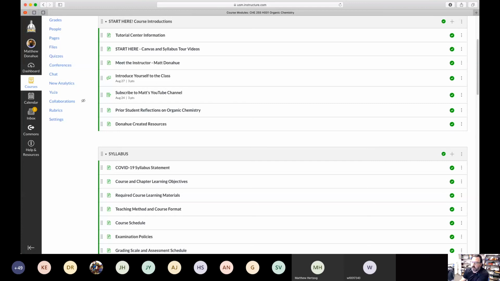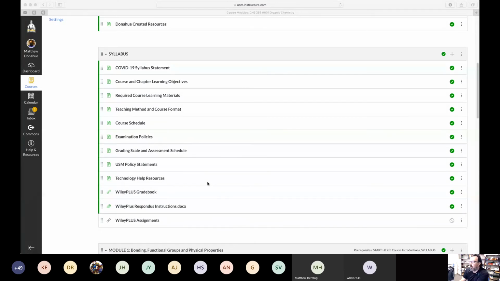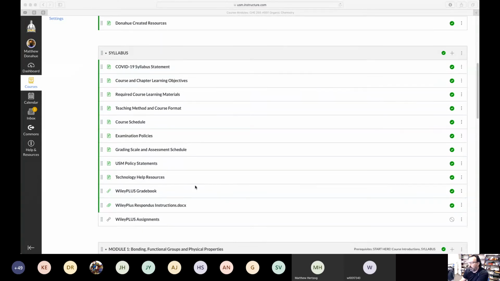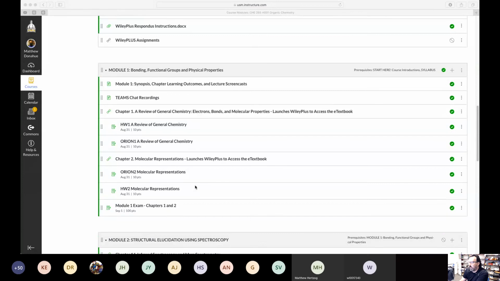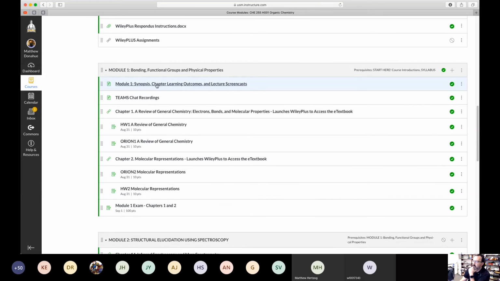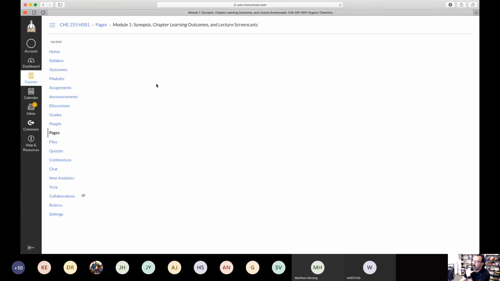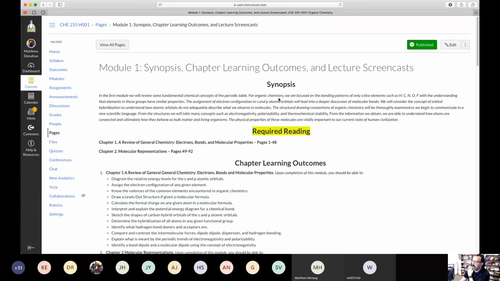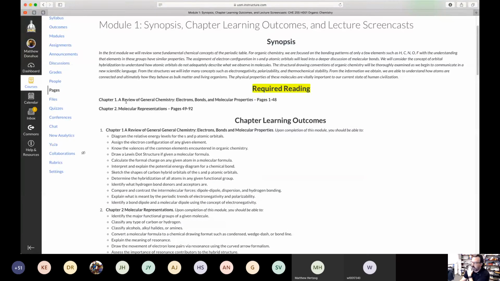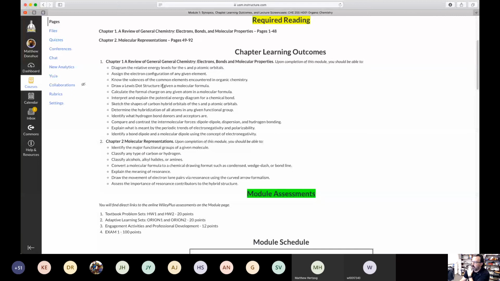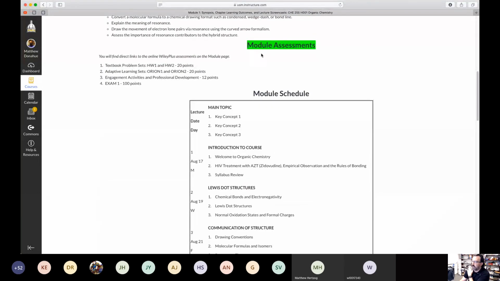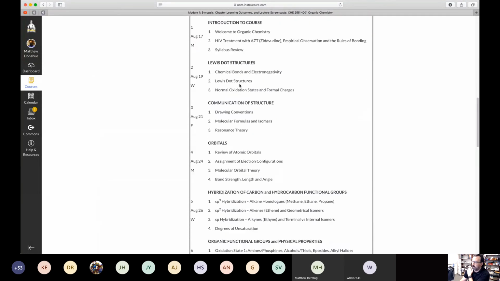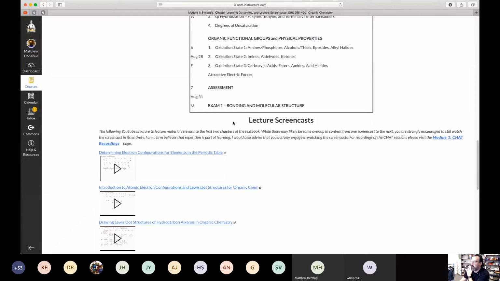So I've been getting quite a few emails about how do I find the chapter readings. So again, in your Module 1, the Module 1 synopsis, this is what you're learning in this module. This is your chapter readings. These are the learning outcomes. These are the assessments. This is the 2-week schedule for this module.